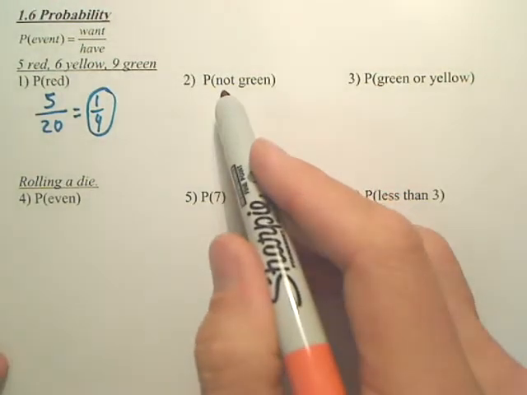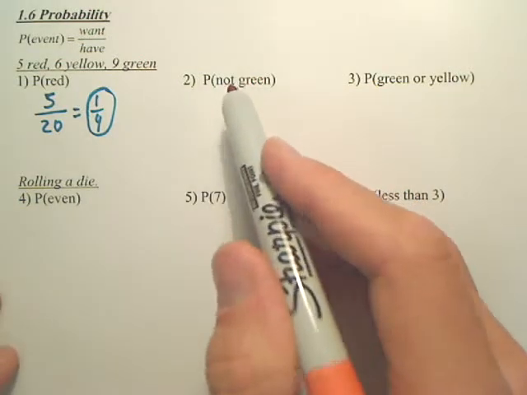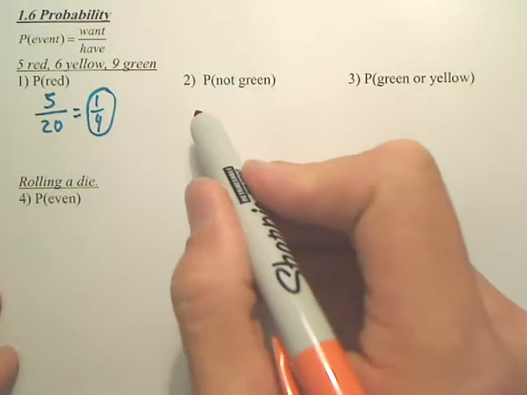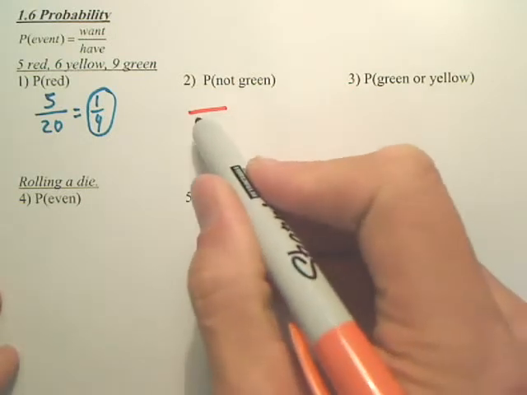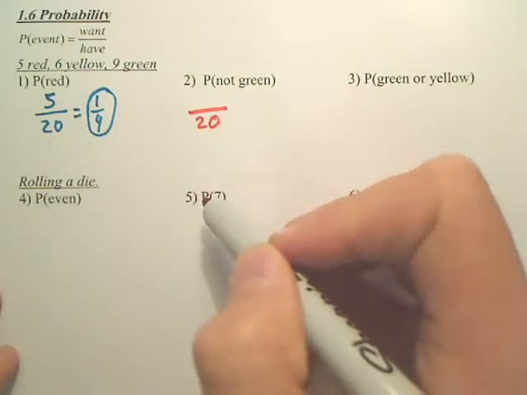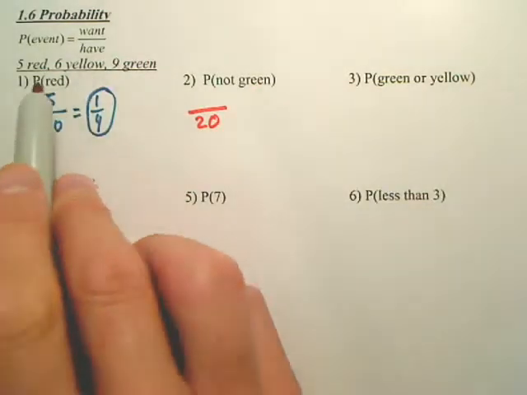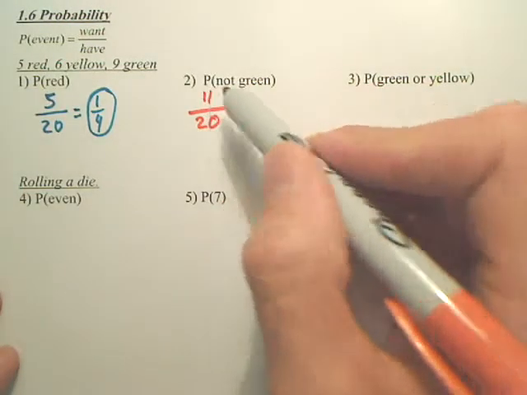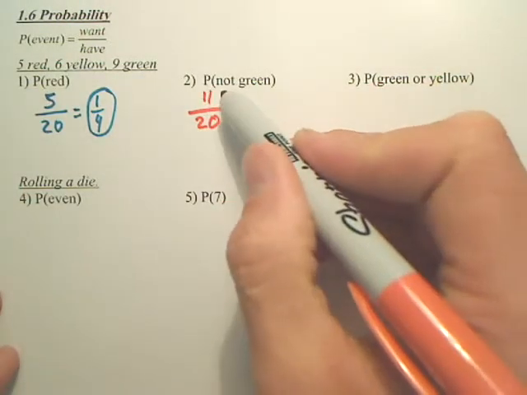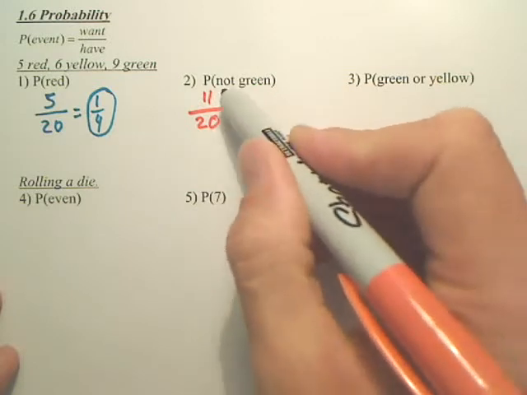Now, when I say probability of not green, first of all, how many do I have to choose from still? 20. So new draw, put it back, 20 left. Now, how many of these aren't green? 5 reds and the 6 yellows, right? 11. 11 are not green. There it is.